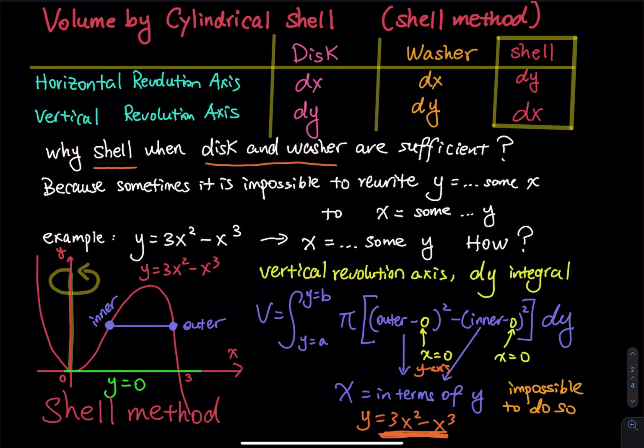So that's why you will have to use the shell method. For the washers method, you will be finding the outer radius and the inner radius. What about the shell method? What kind of radius do we have to set up? Or I should say, how do we set up the radius for the shell method? That is a question that will be discussed in the next video.